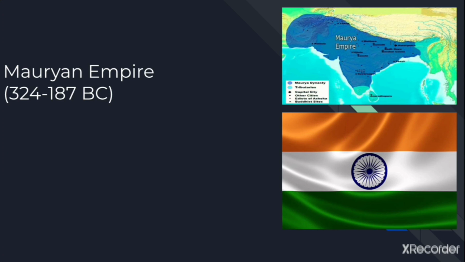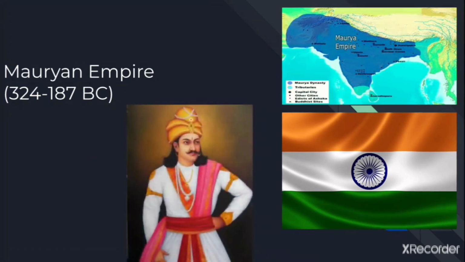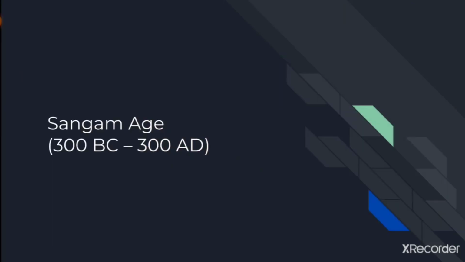He conquered many lands, but after a certain battle he decided to give up fighting and make peace. And when he did that, those 24 principles were implemented in the Indian flag. So this is about the Maurya Empire.